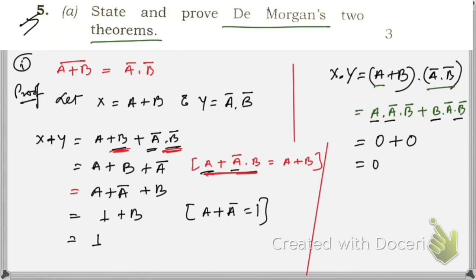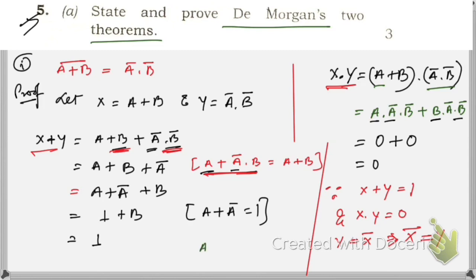Now remember, since we have got x plus y is equal to 1 and x dot y is equal to 0, this is possible when y is equal to x complement, because we have a property that a plus a complement is equal to 1 and a dot a complement is equal to 0.